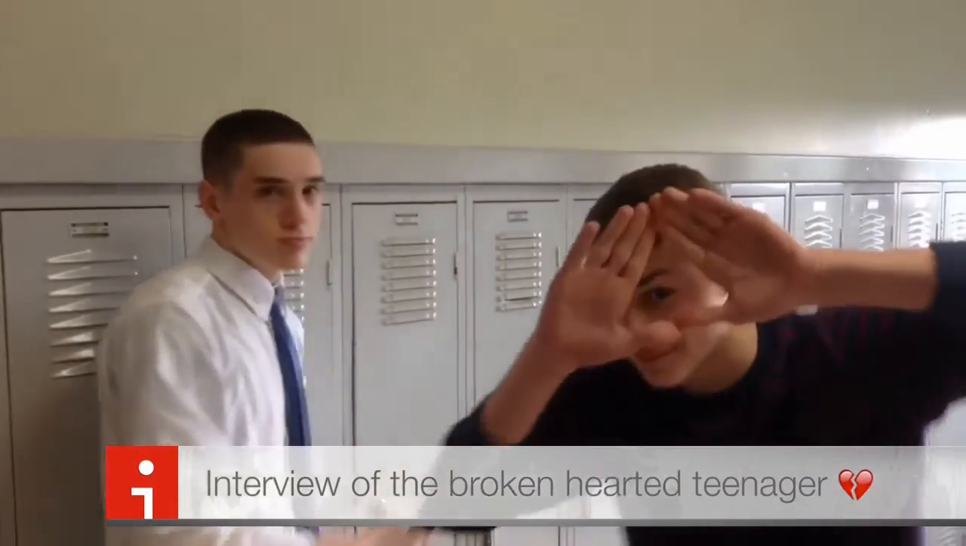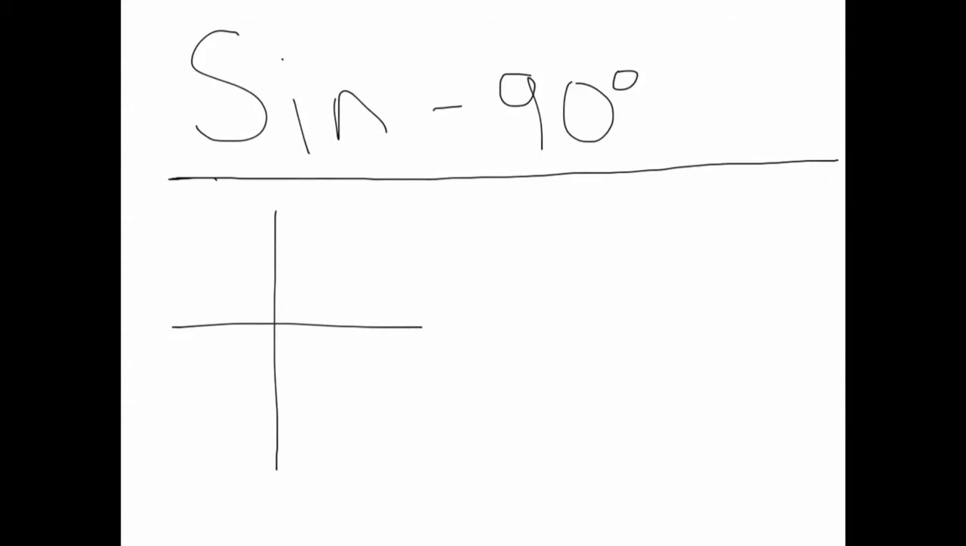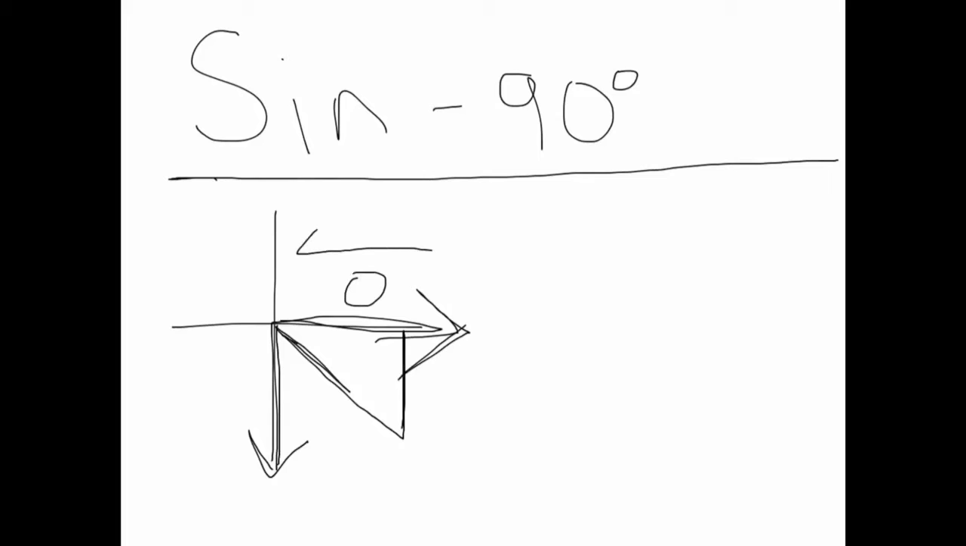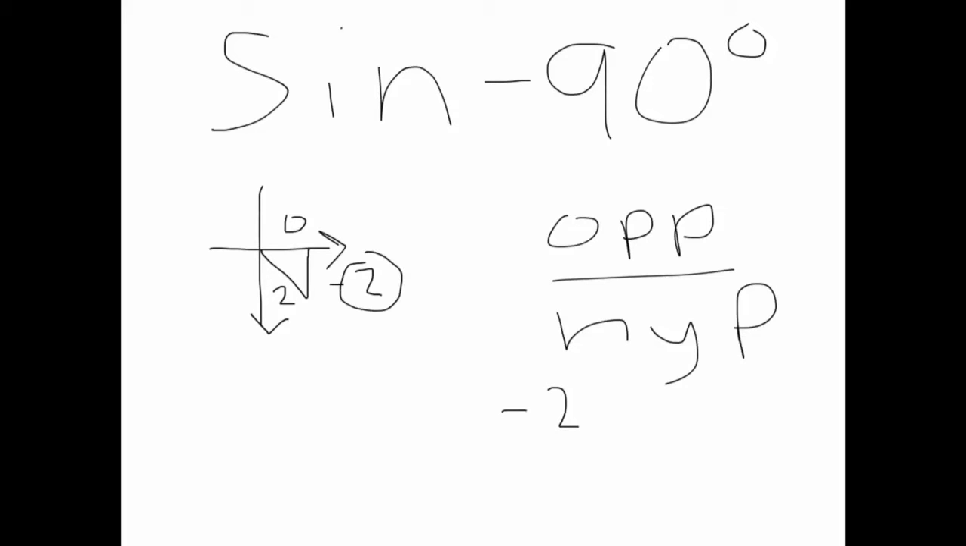Let me show you. We are going to be evaluating the angle by hand. Our equation is sine negative 90, and negative 90 is backwards, so it's going to be right here, and this is 0. We find a point somewhere in the middle and bring it straight to the x-axis, and it's always going to go to the x-axis. This point right here is going to be 0, and in this case, this side is going to be negative 2, and the hypotenuse is always positive, so this is going to be 2. So our equation was sine negative 90, and sine means opposite over hypotenuse, and that would be negative 2 over 2, which when you reduce that, equals negative 1.